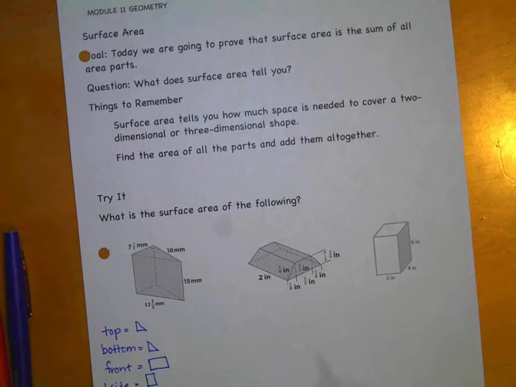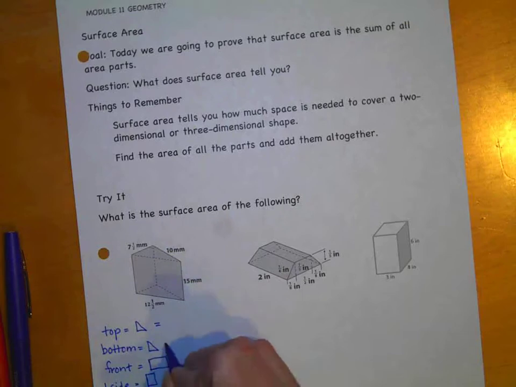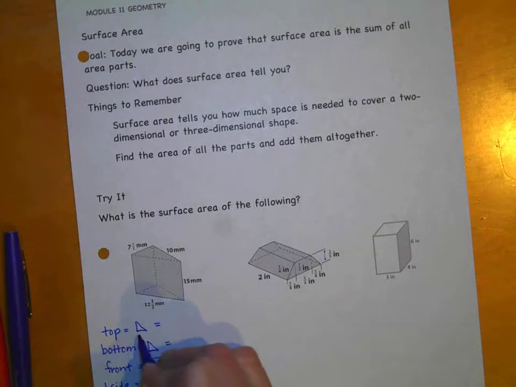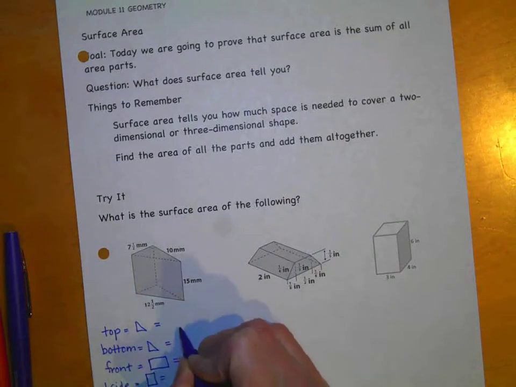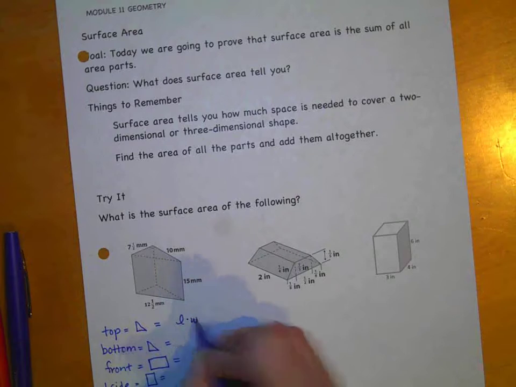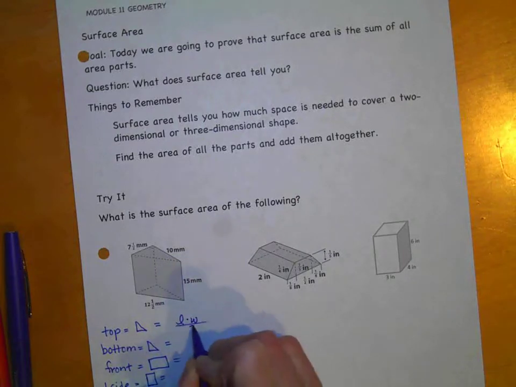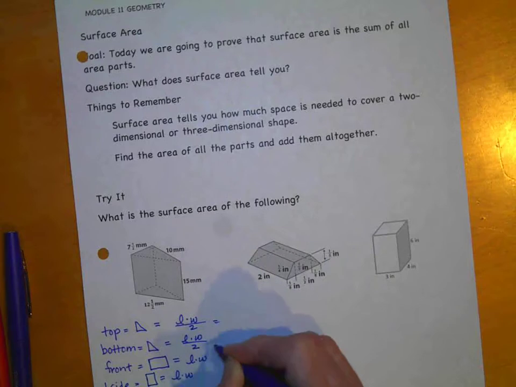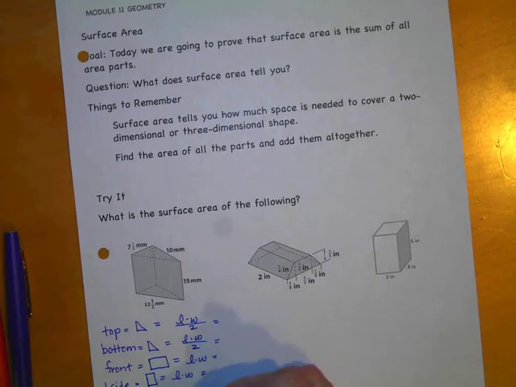Okay, and now I'm going to figure it out. I can figure out the area for the top, the area for the bottom, the area for the front, the area of the left side, and the area of the right side. Because this is a triangle, I have to use the dimensions. To find the area of a triangle, I take the length times the width, and then divide the whole thing by 2. To find the area of a rectangle, I take length times width. Okay, so far so good. This is not too difficult.